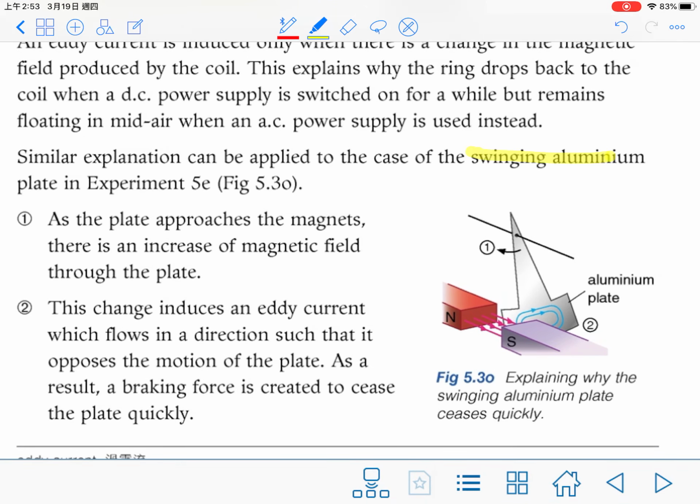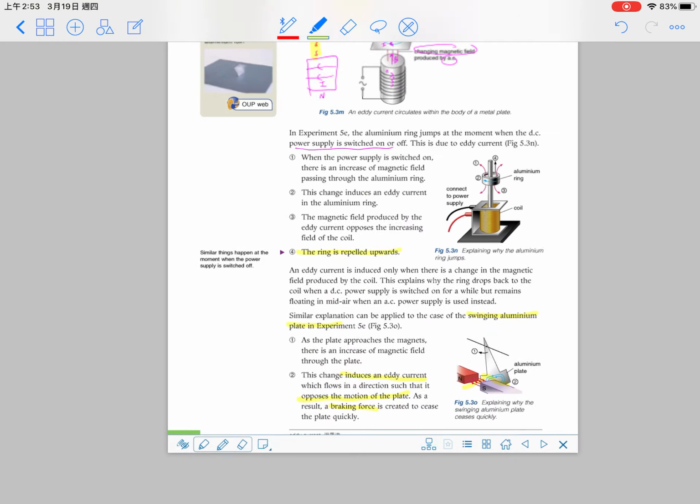How about the second case? Swinging an aluminum plate. Here you see the aluminum plate would cut through magnetic field lines. So we can have induced current which opposes the motion of the plate by Lenz's law. So there will be a braking force.